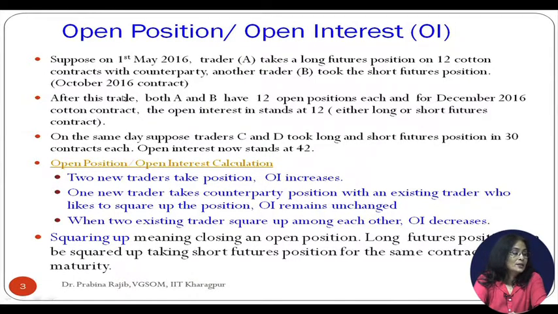Now, after this trade, both A and B have 12 open positions. So A took a long position in 12 futures contracts, B took a short futures position in 12 contracts. So both parties now have 12 open positions. Okay, there is a mistake on my part, it's not a December 2016 contract, this is an October 2016 contract.